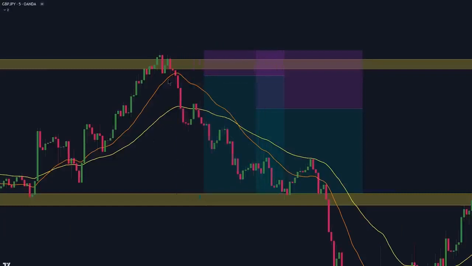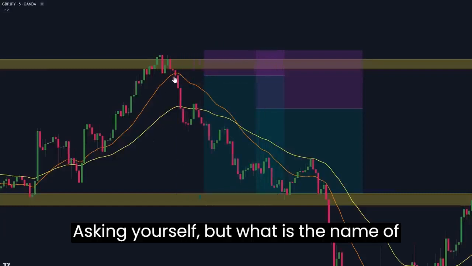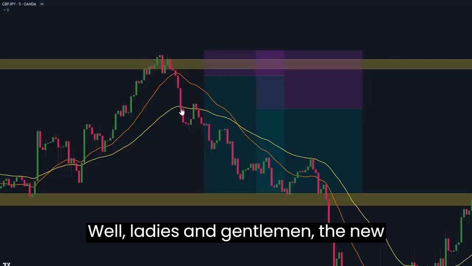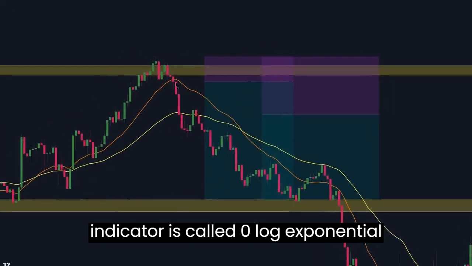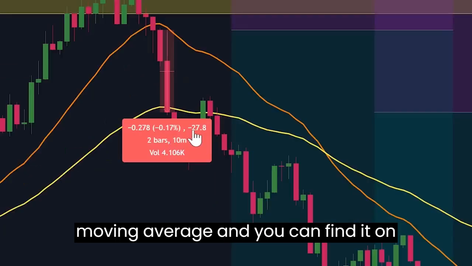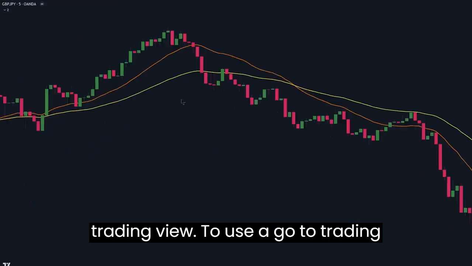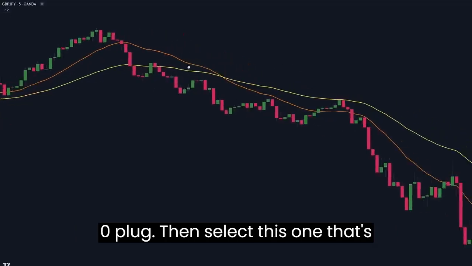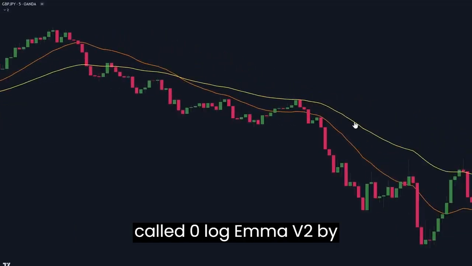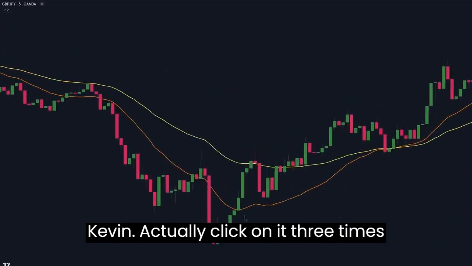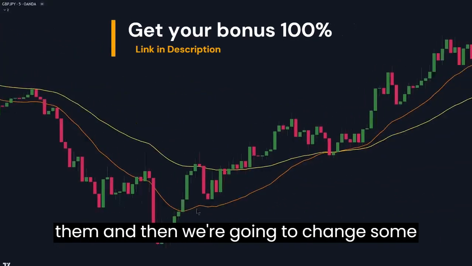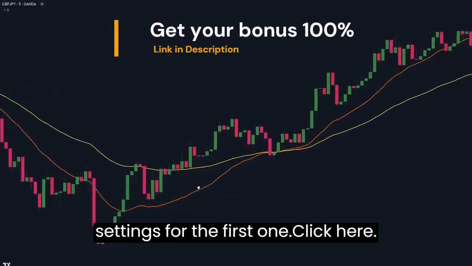Now you may be asking yourself, but what is the name of this new tool and where can I find it? Well, ladies and gentlemen, the new indicator is called Zero Lag Exponential Moving Average, and you can find it on TradingView. To use it, go to TradingView, click on Indicators, and type here Zero Lag, then select this one that's called Zero Lag EMA V2 by Kevin. Actually click on it 3 times because we're going to need 3 of them. And then we're going to change some settings for the first one.